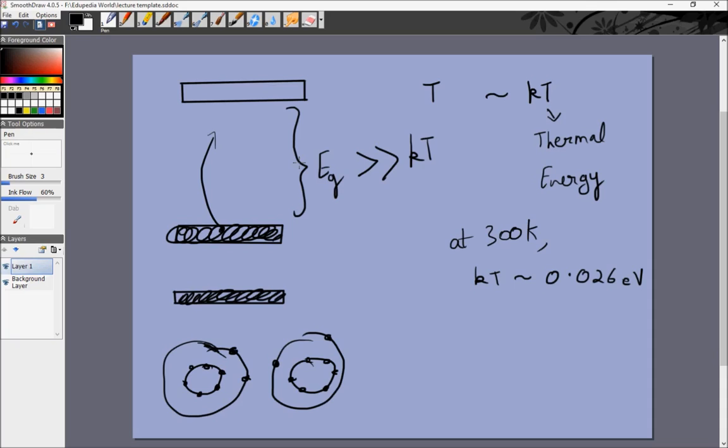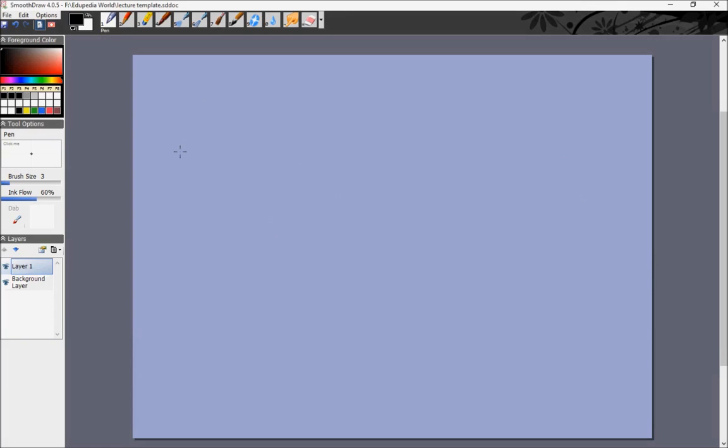Now, semiconductors are sort of like a special case of insulators in that the conduction band and valence band do not overlap, and the conduction band is not partially filled. However, just like in insulators, you have a fully filled valence band and a conduction band. The difference is the conduction band is not very far above the valence band.